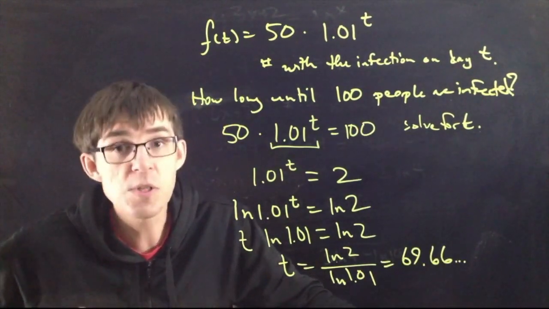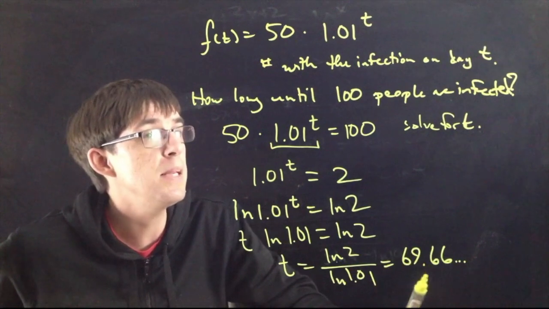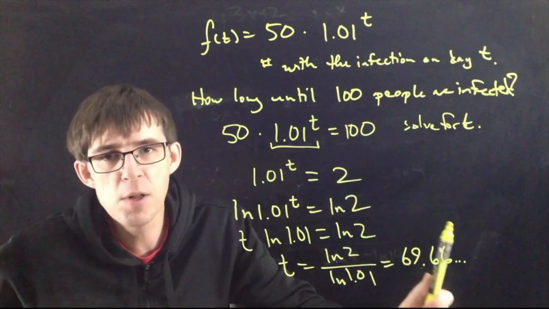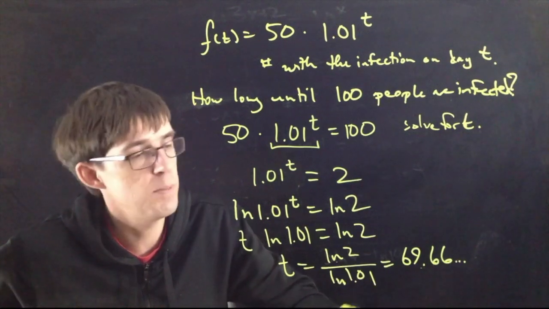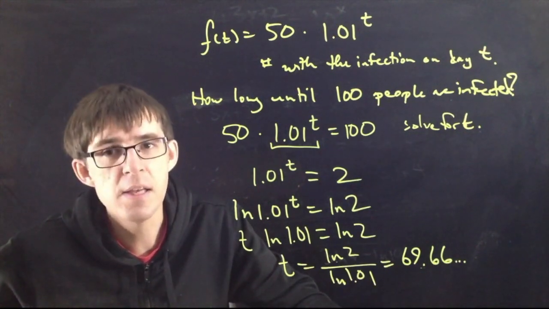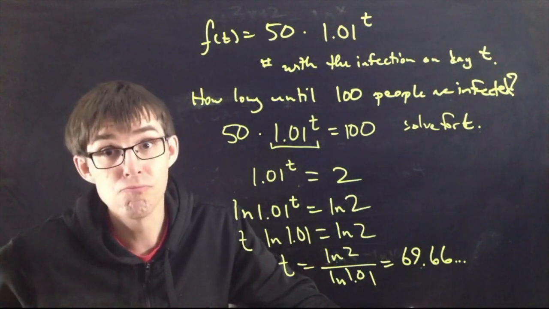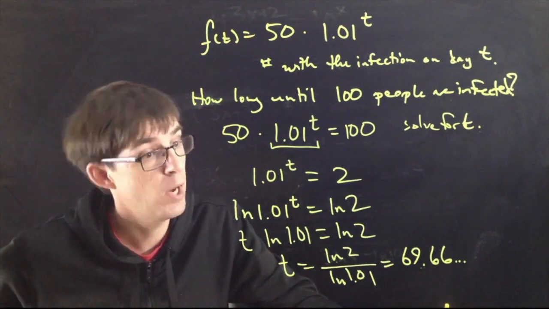All right. So what's your interpretation of the answer here? It means 100 people will get infected, I guess, in the middle of day 69. That's what this answer means. On the 69th day is when we expect the 100th infection to occur. Pretty good. Not good for that guy.